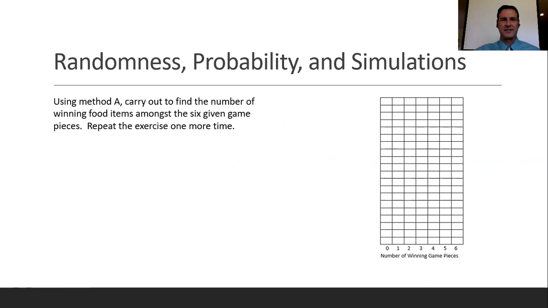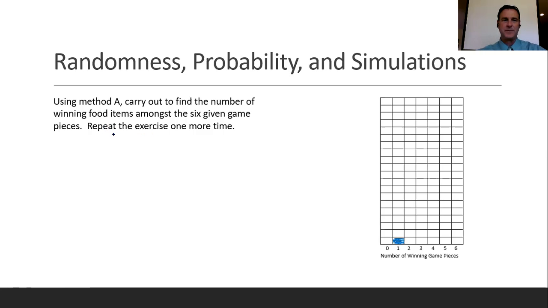So as I move to the next slide, I'm going to go back to A, and it says carry out, using method A, to find the number of winning game pieces amongst the 6 that you attempted. When we did this, I had 1 winning game piece. And so what I would do is I would fill this in. Then what I'm going to ask you to do as a student is to do it one more time. So take your dice, roll it 6 more times, and see what you get, and count the number of game pieces that were winners.